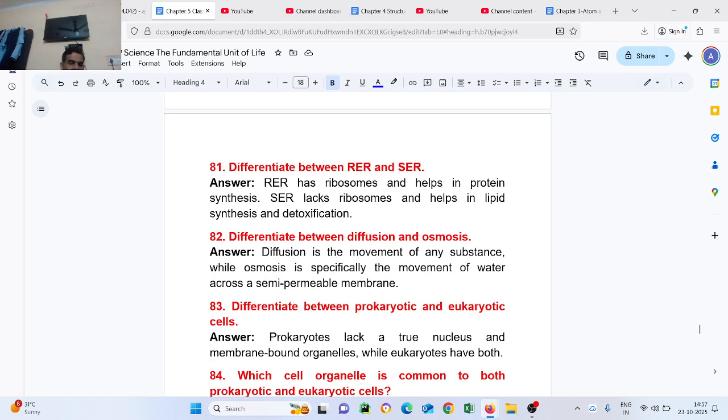Question number 82. Differentiate between diffusion and osmosis. Diffusion is the movement of any substance, while osmosis is especially the movement of water across a semi-permeable membrane.